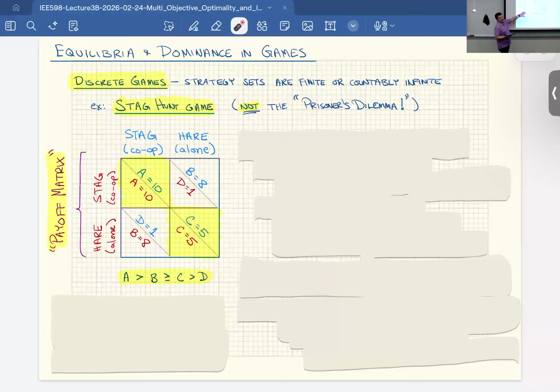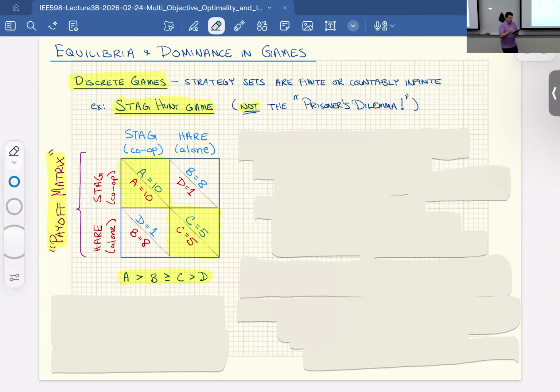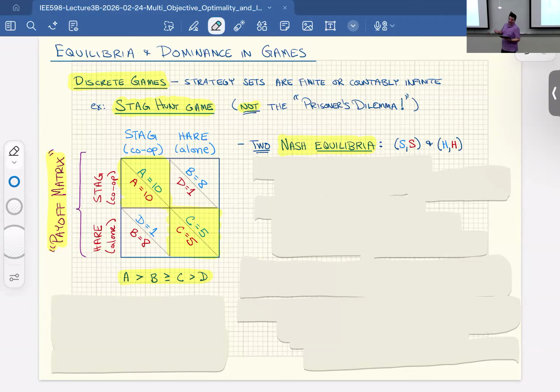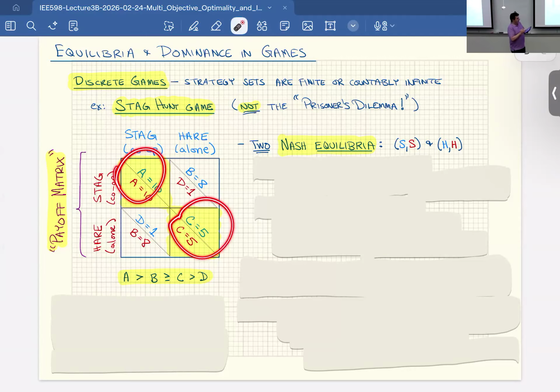All right, so this is the Stag Hunt, and we want to look at the equilibria of this game. Before we get into that, any questions about the setup of the Stag Hunt? Okay, so the Stag Hunt is interesting because it has two Nash equilibria, unlike the prisoner's dilemma, which just has one. And those two Nash equilibria are the ones that are highlighted. They're this upper one and this lower one.